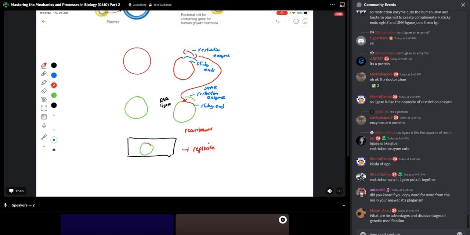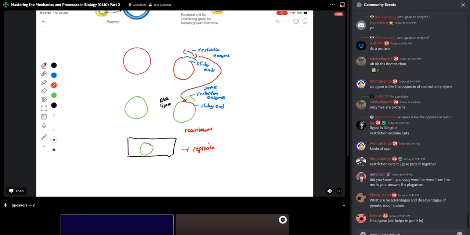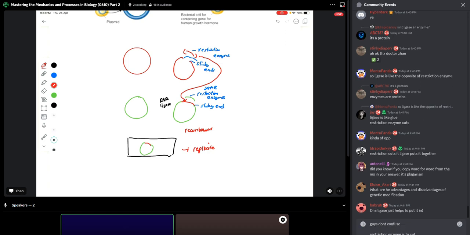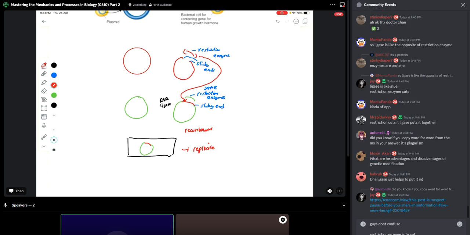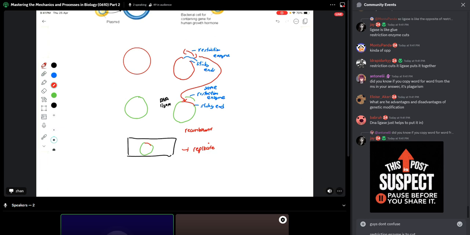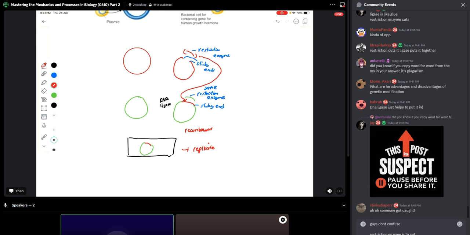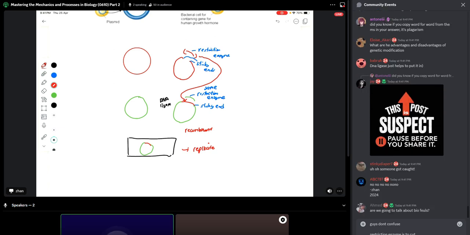Correct. Did you know if you copy word from the MS in your... no, no, what is this? I mean, we cannot memorize word by word, so we just try to substitute any word, because of course Cambridge won't know whether you are doing that.